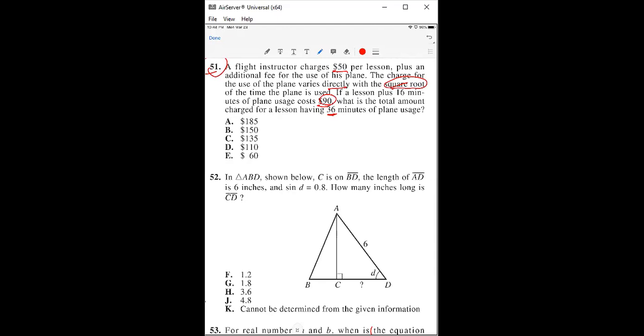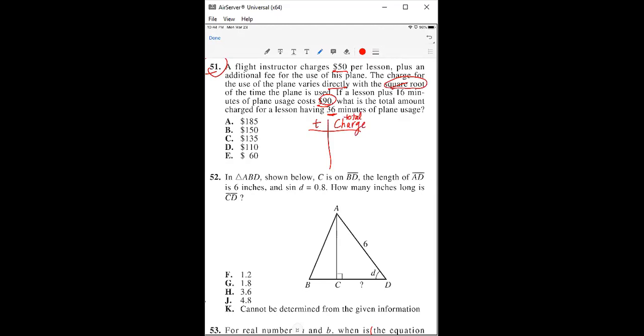So what we're trying to figure out is, we have to pay $50 up front, regardless of the amount of time that we fly. But then once we start flying, we pay based on the square root of the time. So here's what it looks like. I'm gonna try to draw this. Here's the time and here's the charge, the total cost.